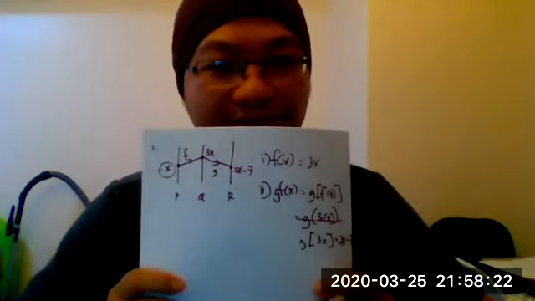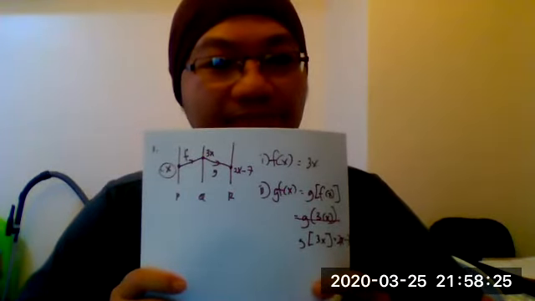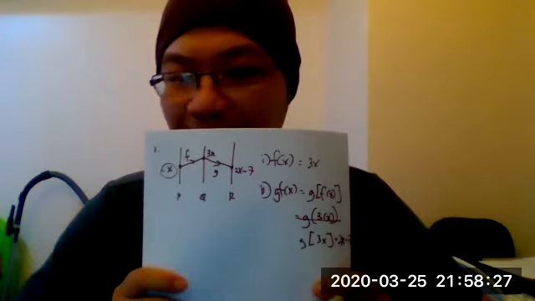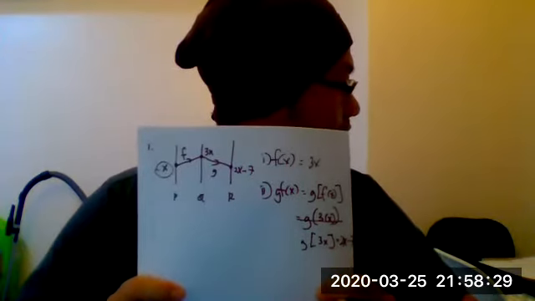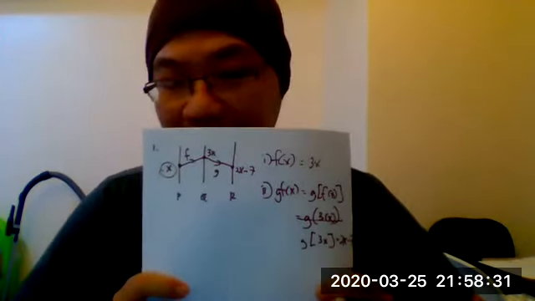Ada soalan nak tanya? Tak ada? Can we proceed to the next question? Proceed to number 4 again? Right. Number 4. What's the question number 4?